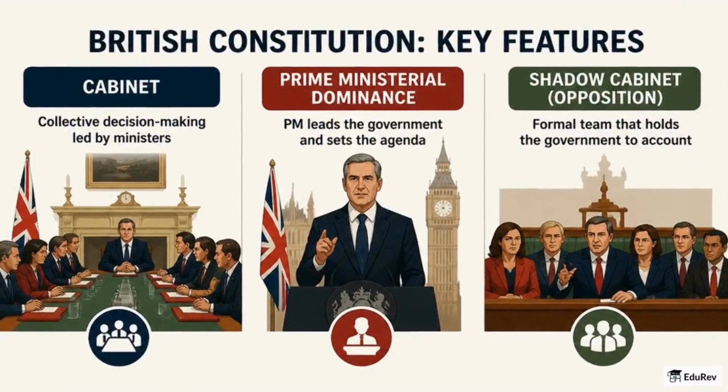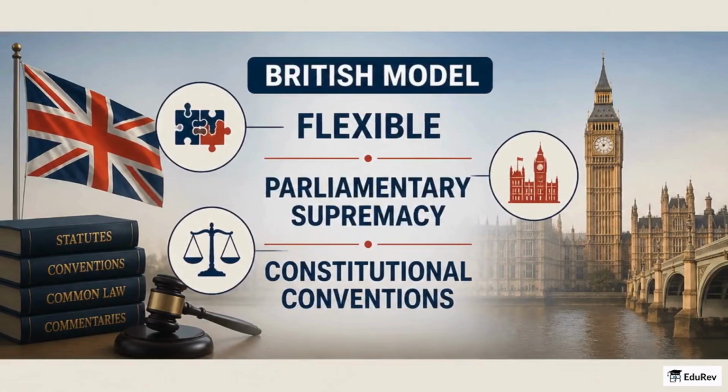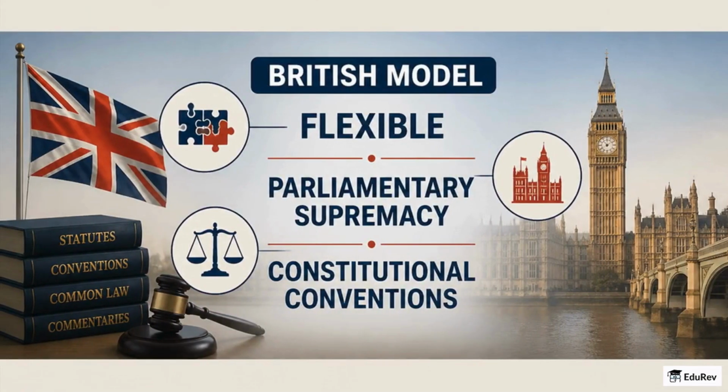Also note unique British features: the cabinet, prime ministerial dominance, and the shadow cabinet as a formal opposition tool. For UPSC answers, use the British model to explain flexibility, parliamentary supremacy, and constitutional conventions.